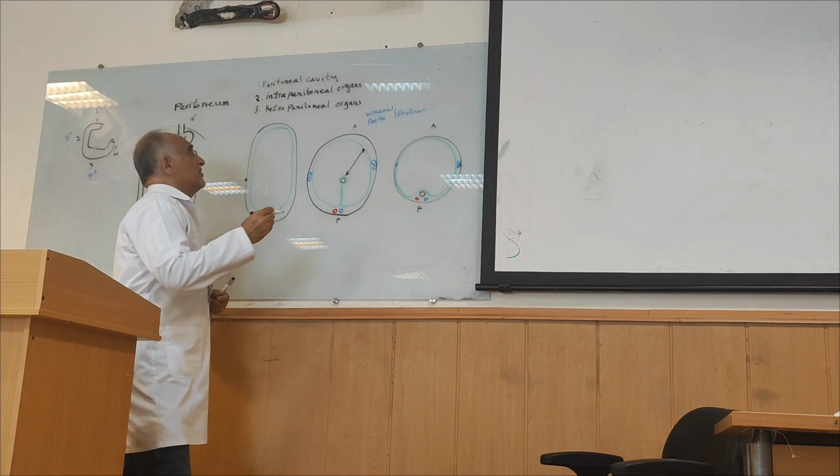Meso appendix. And for this part, this one is sigmoid, we say mesosigmoid. Here again, this part is intraperitoneal. We say mesotransverse colon. Cecum, ascending colon, transverse colon, descending colon, and sigmoid.